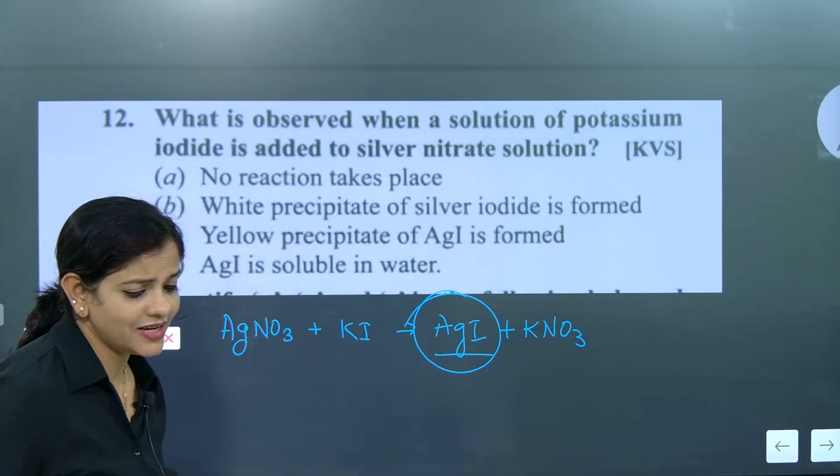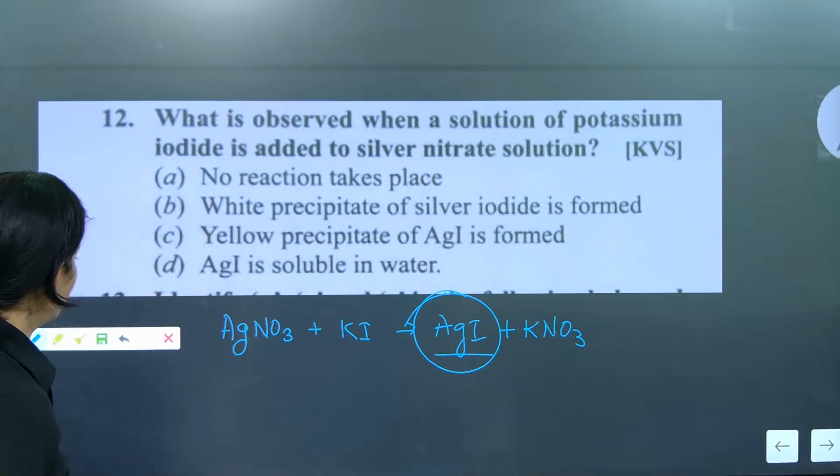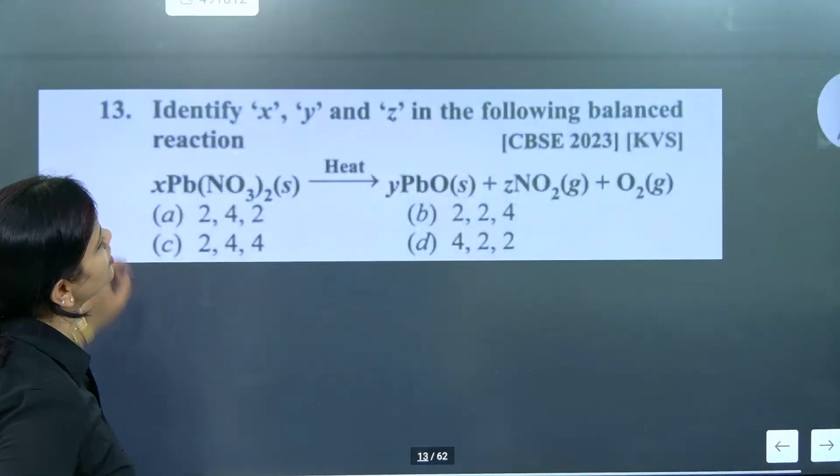Understood? So C is the correct answer. Yes, those who have given C, C is the correct answer. I hope you might have understood this one. Balancing I have not done, directly I have given. Now this is your question.